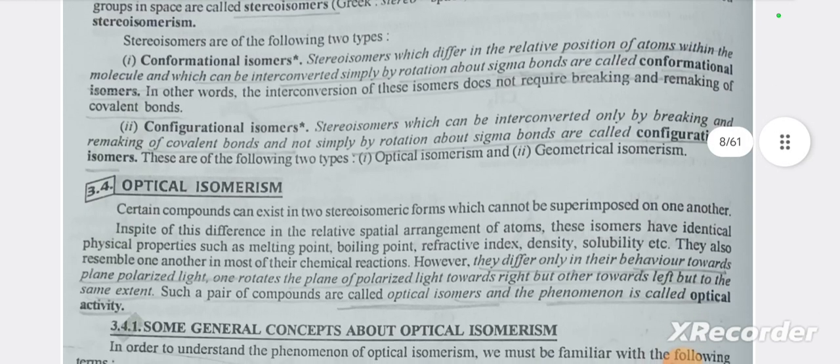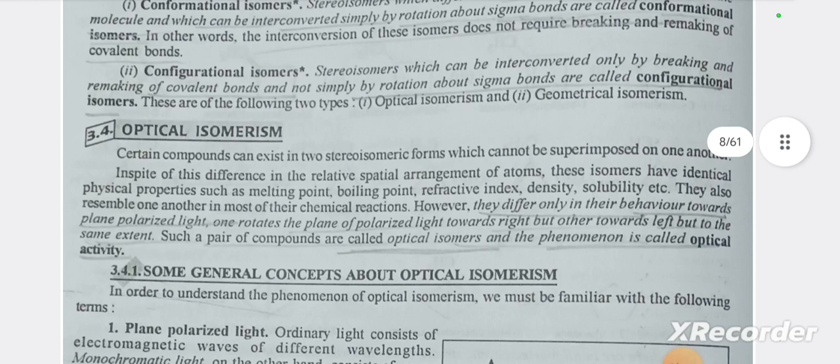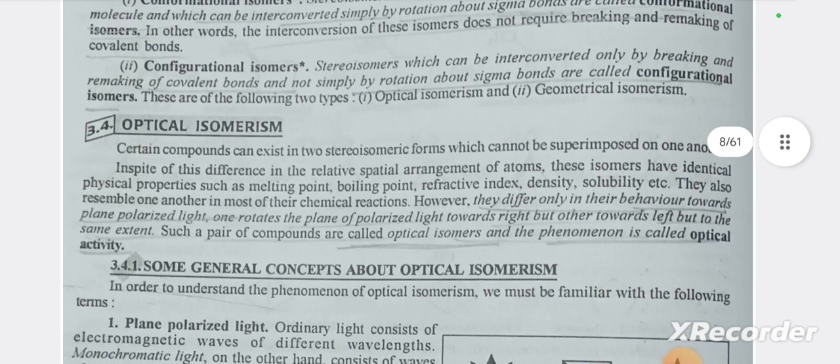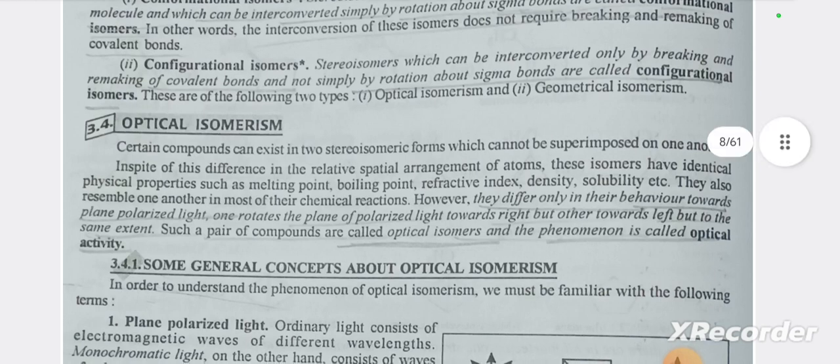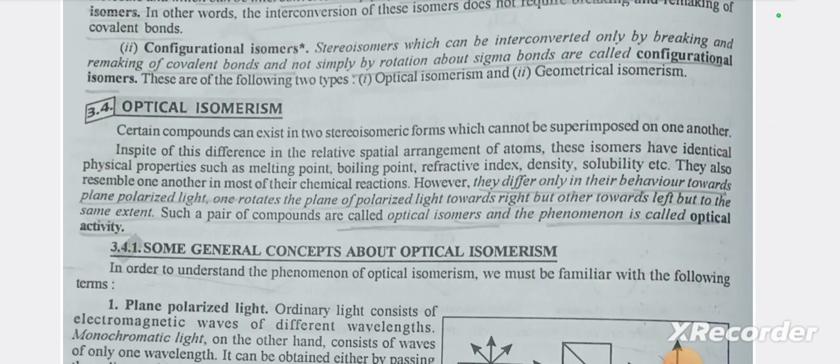Conformational stereoisomerism: stereoisomers which differ in the relative position of atoms within the molecule and which can be interconverted simply by rotation about sigma bonds are called conformational isomers. In other words, the interconversion of these isomers does not require breaking or remaking of covalent bonds. Configurational isomers: stereoisomers which can be interconverted only by breaking and remaking of covalent bonds and not simply by rotation about sigma bonds are called configurational isomers, and these are of two types: optical and geometrical.